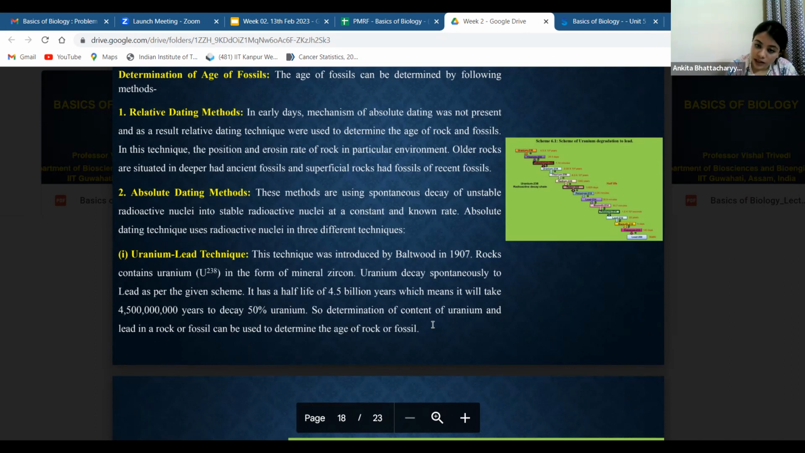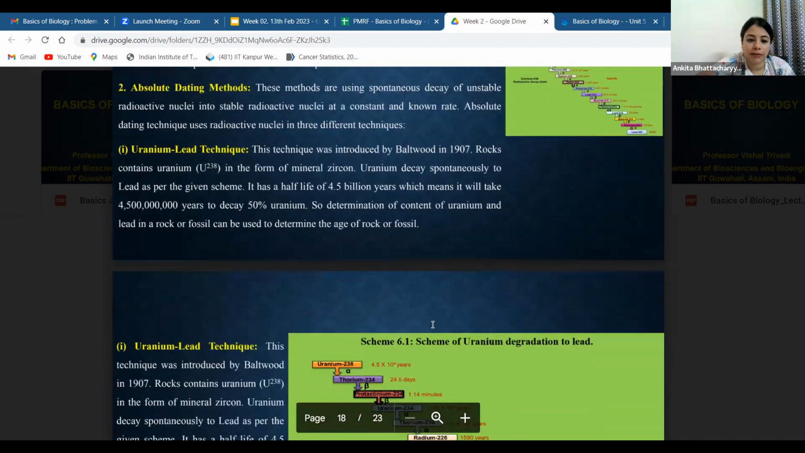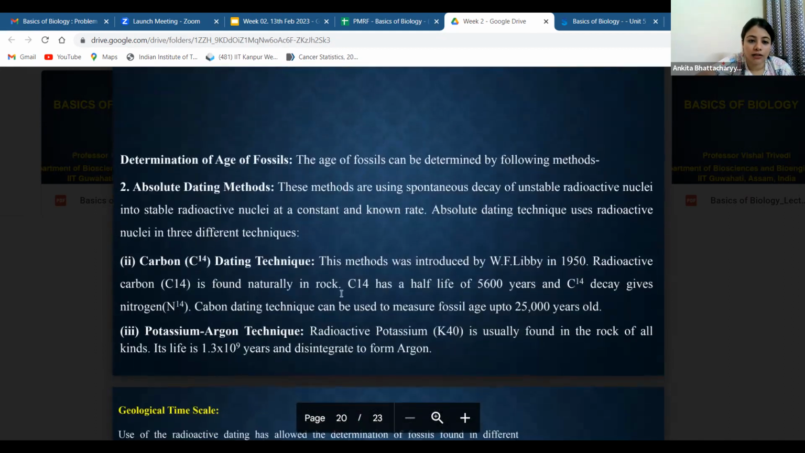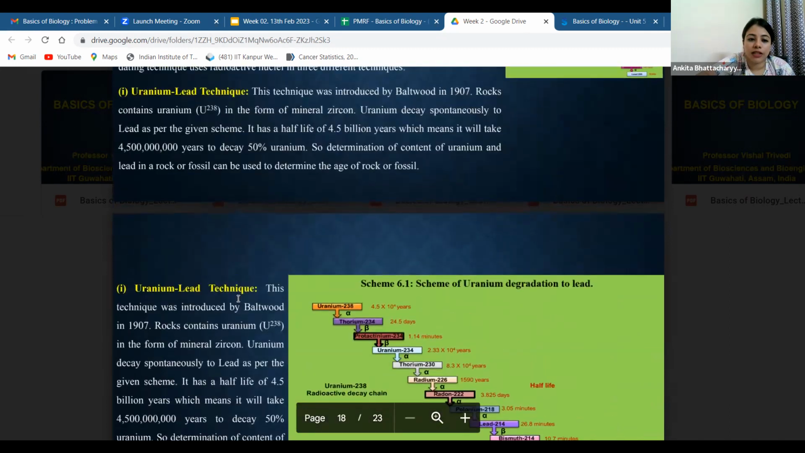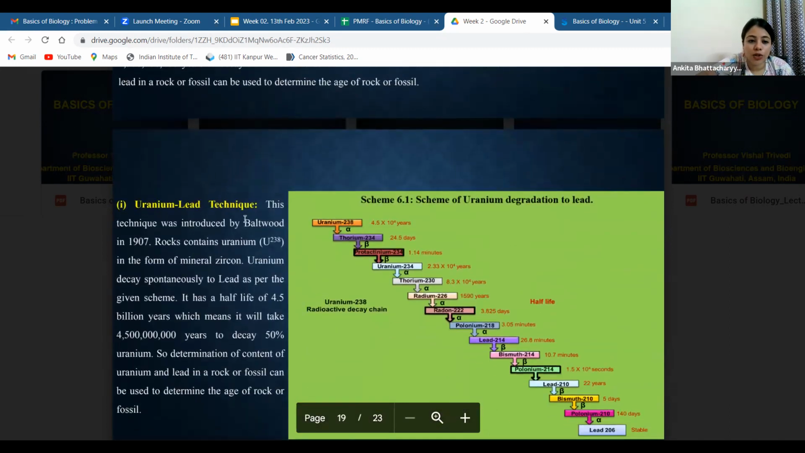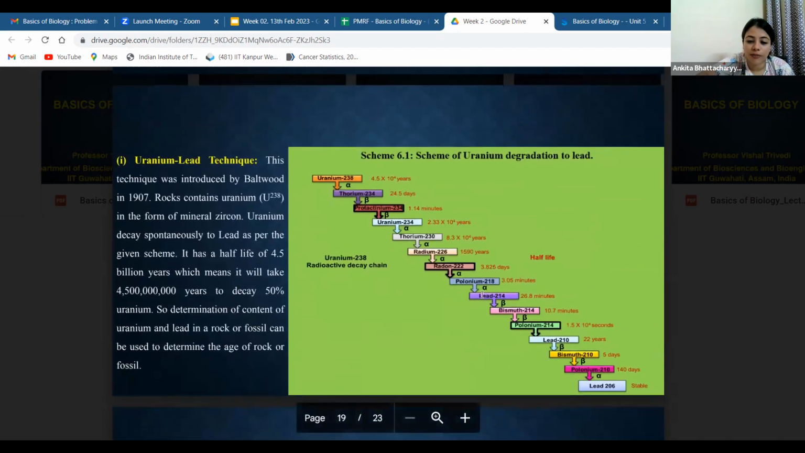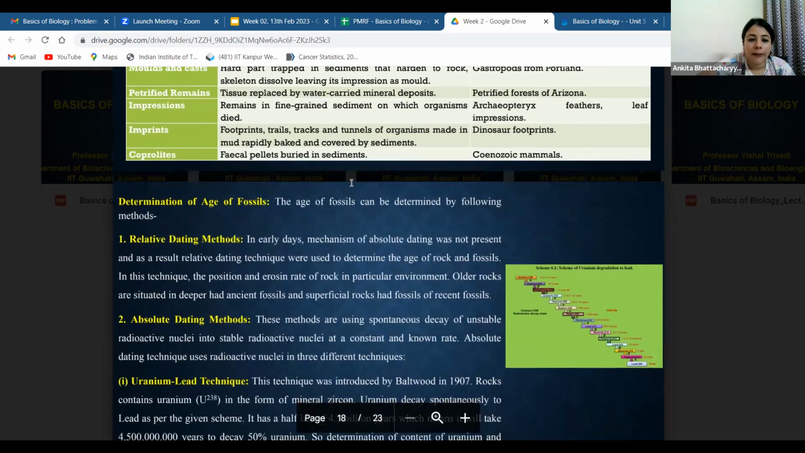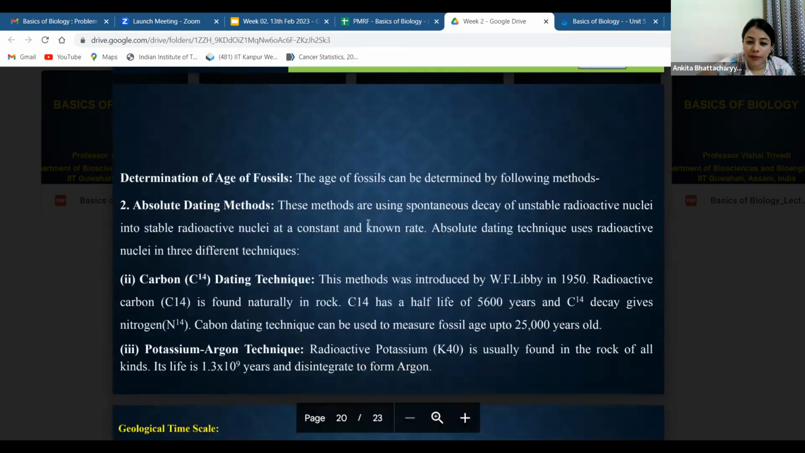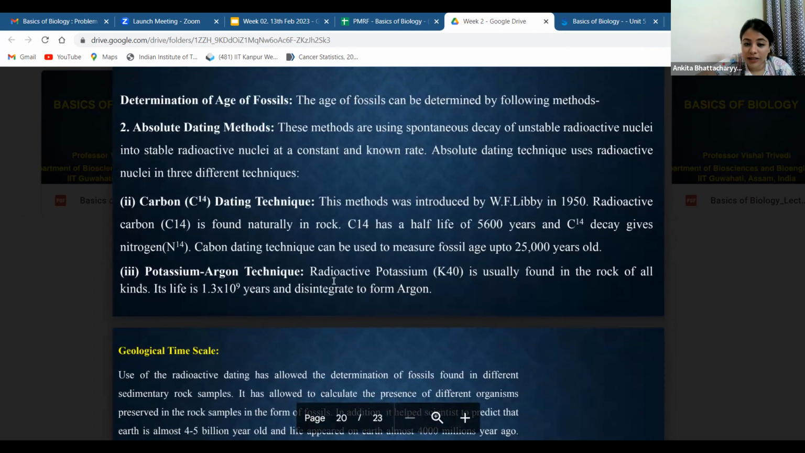This and the carbon dating method, which was also there later, are the most commonly used absolute dating methods. There's also uranium-lead, which has been expanded here. It's the same slide. But yeah, then the carbon dating method and the potassium-argon dating method were also there. This was also one of the questions.